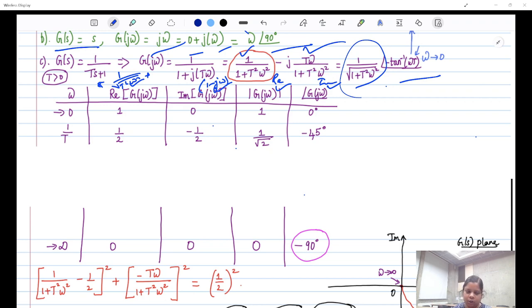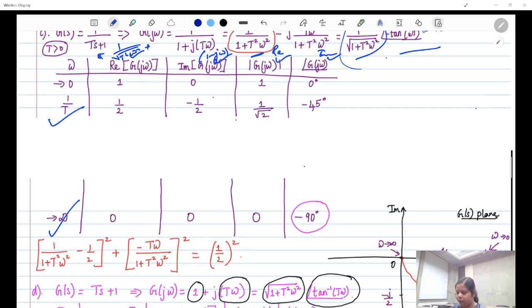That's the whole business. So when you substitute 0 in the real part, what do you get? It would be 1. If you substitute it in the imaginary part, it would be 0. If you substitute it in the magnitude, it's going to be again 1, and for angle it is going to be 0 degree. Similarly, substitute 1 by T and infinity. So this is what you are going to get. Now based on this itself, we are going to draw the Nyquist plot.